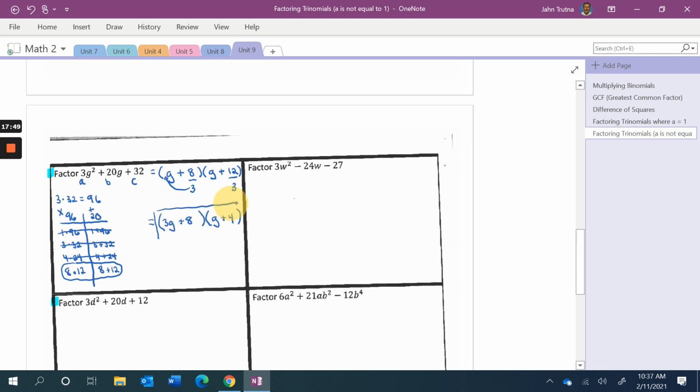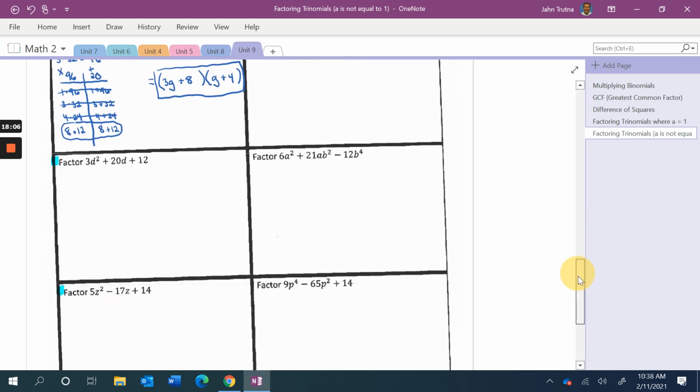Therefore, my factors are the quantity 3g plus 8 multiplied with the quantity g plus 4. If I multiplied those two quantities together by double distributing, they would equal the original expression that I started with, which is exactly what factoring is.